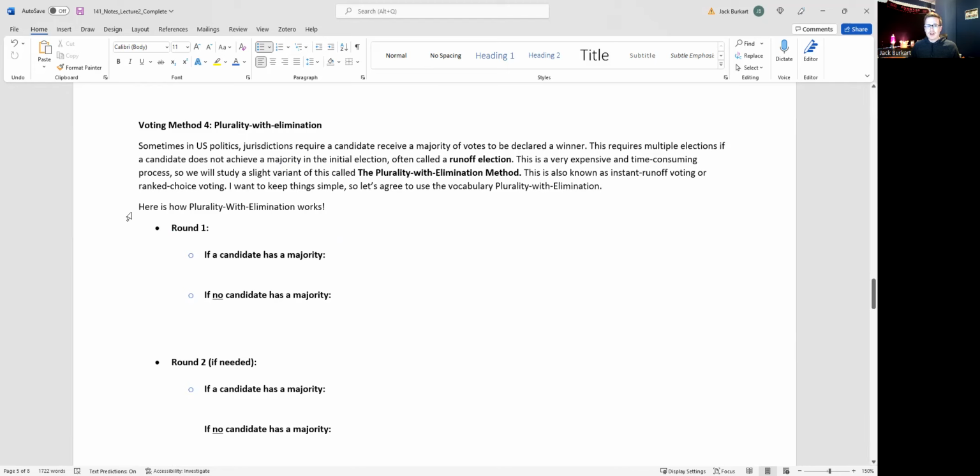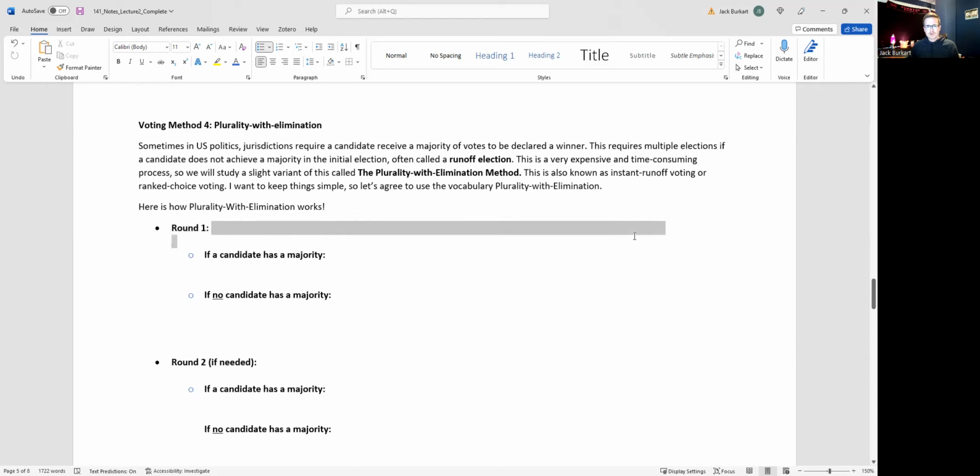Here's how the plurality with elimination is going to end up working. The main idea is we want to use the plurality method, but we want to make sure our winner is going to have a majority of the votes. So our strategy is going to be, if there is no majority winner, we want to kick out the last place candidate and keep on doing that until we do have a majority winner. So let's go into details.